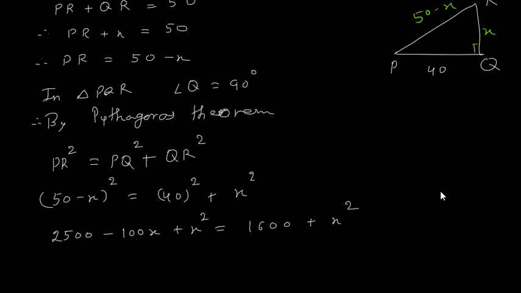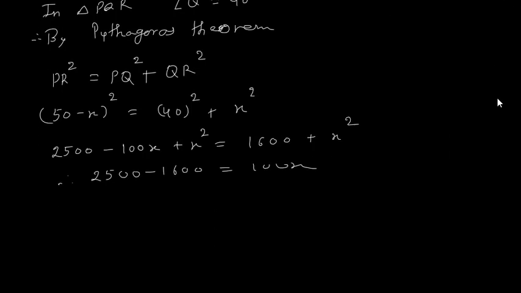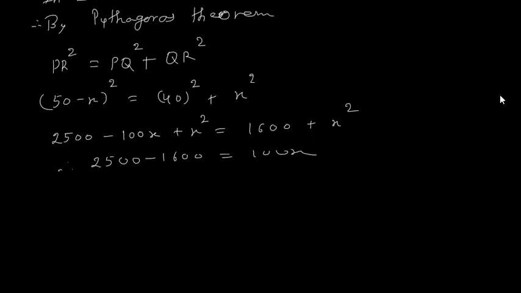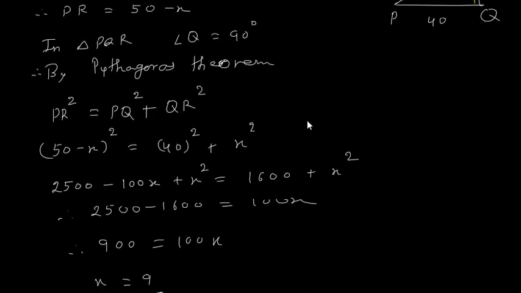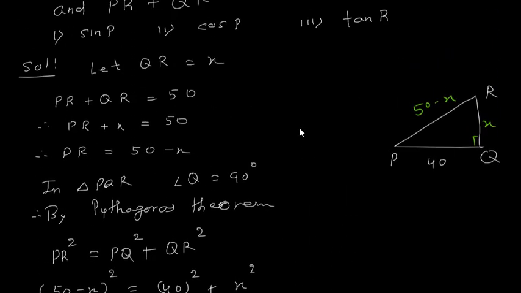Now this X square and X square we cancel, and we have 2500 minus 1600 equals 100X. 2500 minus 1600 is 900. So therefore 900 equals 100X. So this gives the value of X as 9. So the value of X is 9.